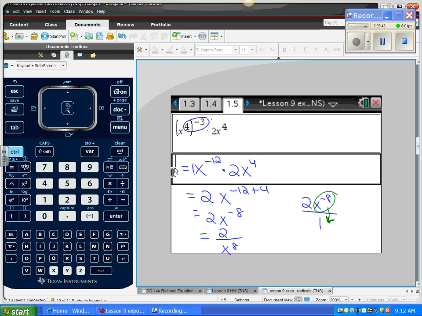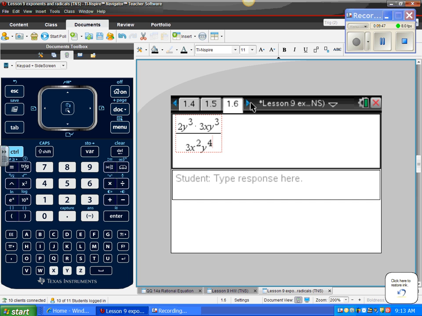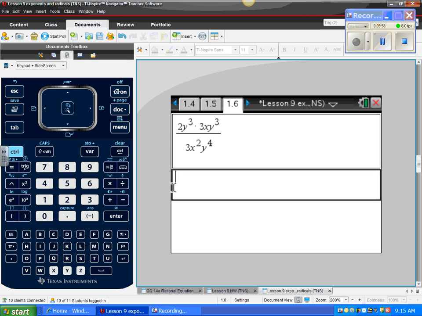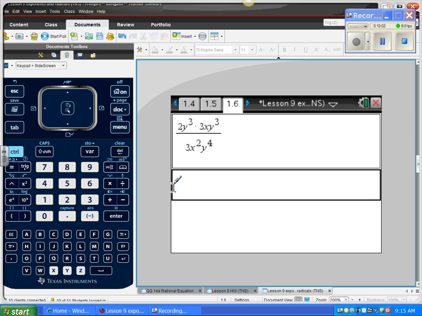Ready? Yeah? Okay, so go ahead and try this one. My suggestion to you is deal with that numerator first, make it look pretty, and then divide. Okay? All right, so let's deal with the numerator first. We're going to do what? Multiply, good. So when I multiply that numerator out, I get what? Good, 6xy to the 6.